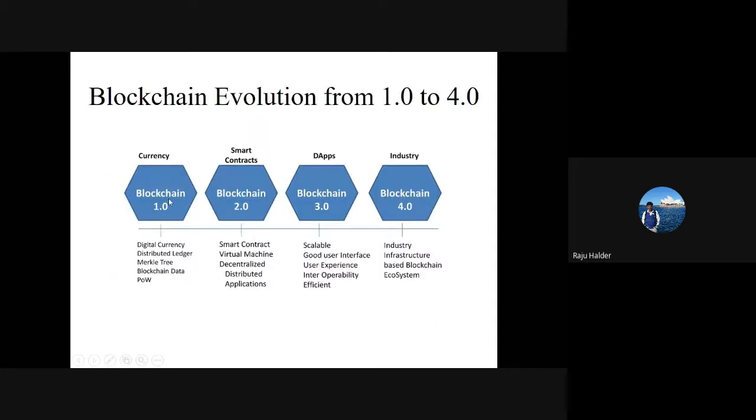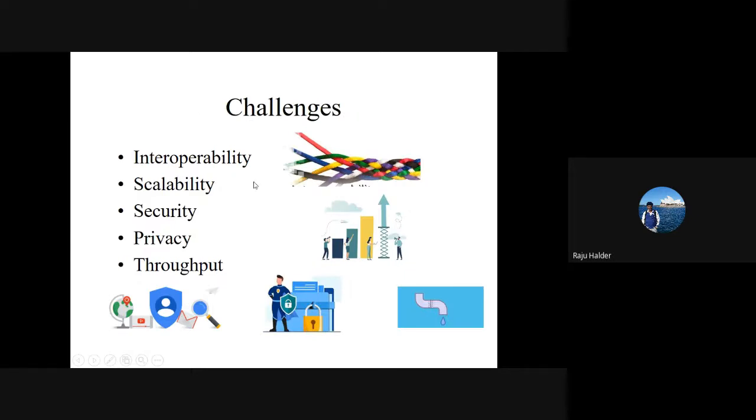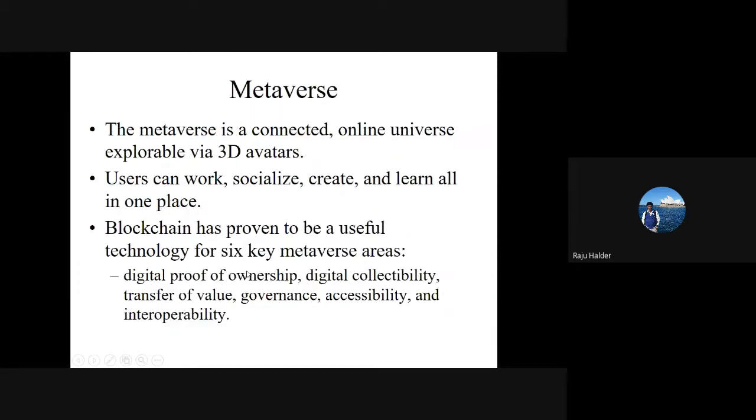When Bitcoin started, it was blockchain 1.0, but then smart contracts were introduced, then decentralized applications were developed. I mean, networks of blockchains are also considered, and industry-level adoption is also happening today. So we are moving towards that. Of course, there are certain challenges, and people are working on that: interoperability, if we have different kinds of networks, can they talk to each other? Scalability, security, privacy, throughput, how many transactions can be processed per second. That's quite an important factor at this point.